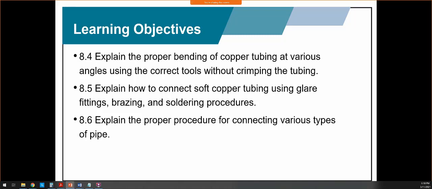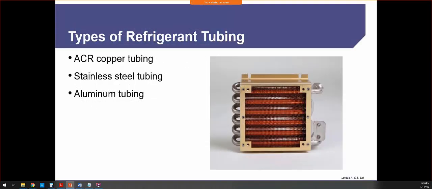All right. Explain how to connect soft copper tubing using, well, it says glare fittings, but it really should be flare fittings, and soldering procedures. All right, and explain the proper procedure for connecting various types of pipe. So we have different types of refrigerant tubing.